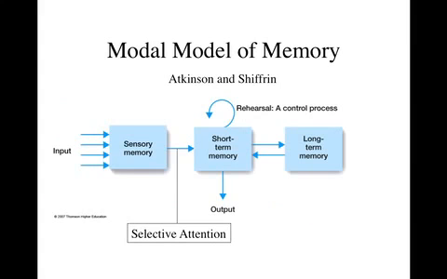We begin with the modal model of memory, a very influential model that suggests there are three different types of memory systems: sensory memory, short-term memory, and long-term memory. Visual persistence is an example of sensory memory, but we're going to see some other types of sensory memory as well. It's a very high capacity but short duration type of memory that holds a lot of information. Then selective attention operates over sensory memory, and only a certain portion of the information makes it into short-term memory.